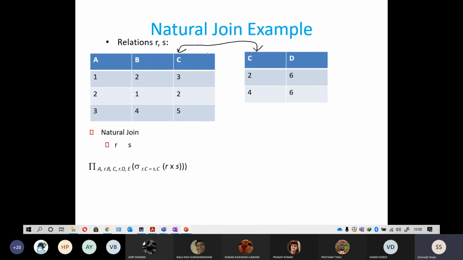Natural join is implemented when there is one common attribute. When you are doing a natural join, there has to be one particular common attribute in the tables. If there is no common attribute in the tables, it will be referred to as a cross product. Keep that in mind. Whenever you are performing a natural join, there has to be one common attribute between two tables. You are seeing here there is one common attribute between two tables. So first you do a cross product. Just wait a second.